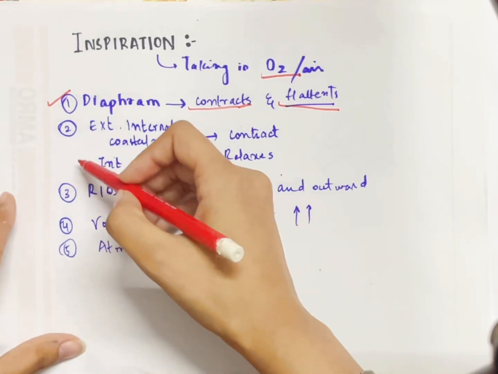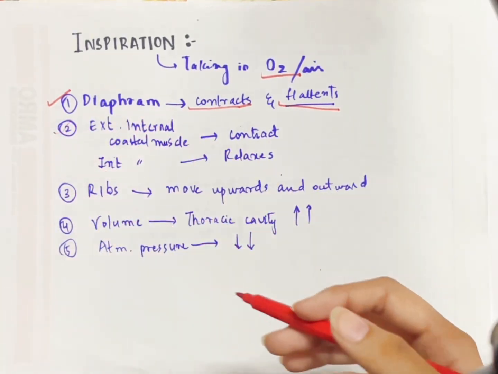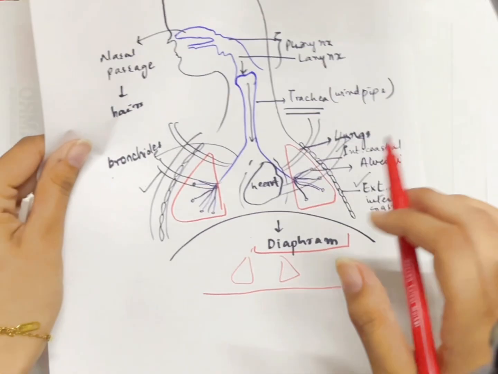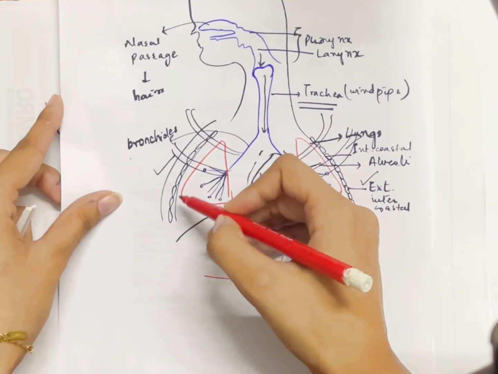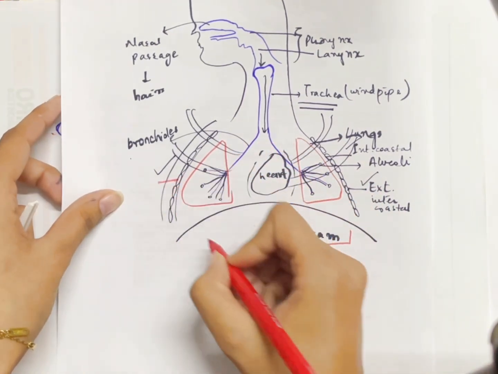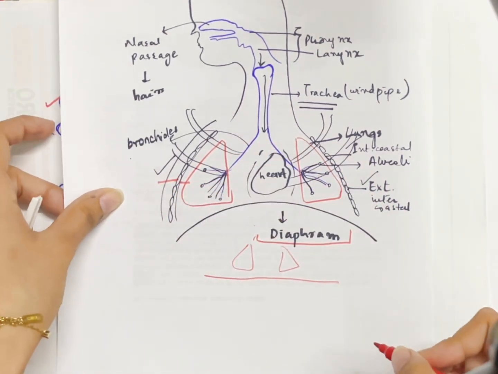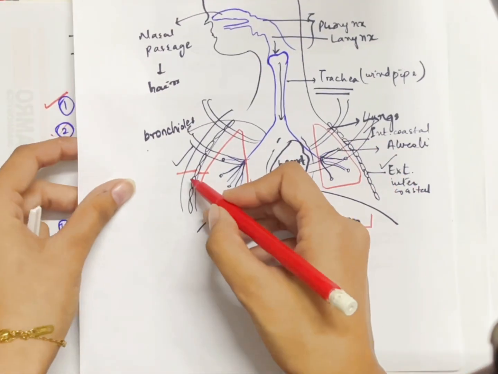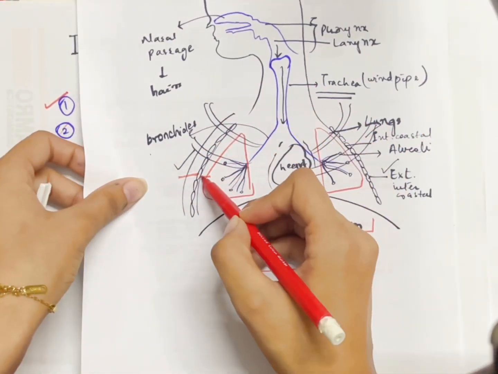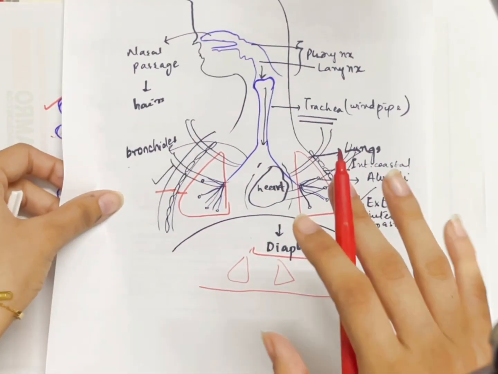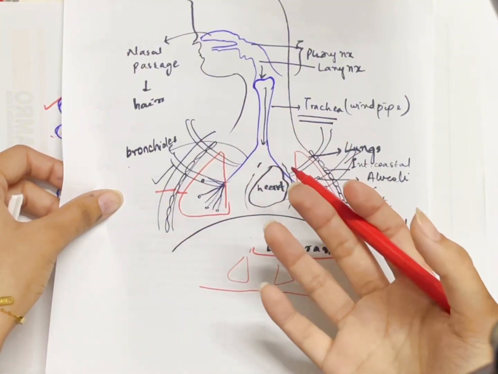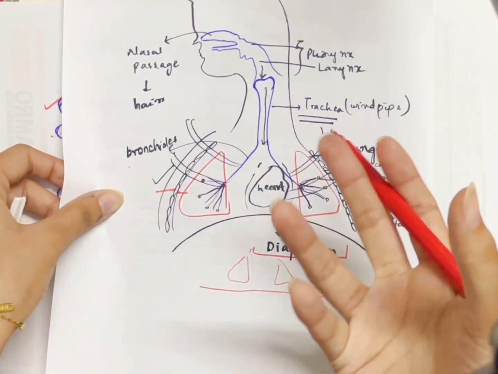Next, we are going to talk about the external intercostal muscle and the internal intercostal muscle. These are the external and the internal intercostal muscles. The outer one is known as the external, while the inner one is known as the internal. What happens? The external intercostal muscle contracts and the internal intercostal muscle relaxes. In such a manner, the movement of the lungs takes place and inspiration occurs.